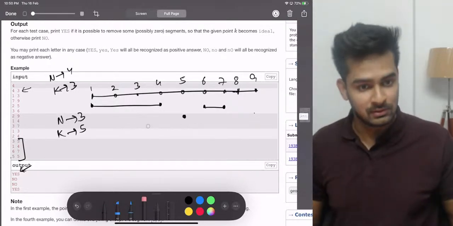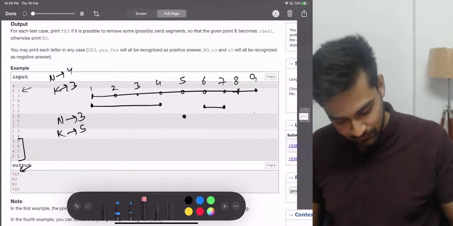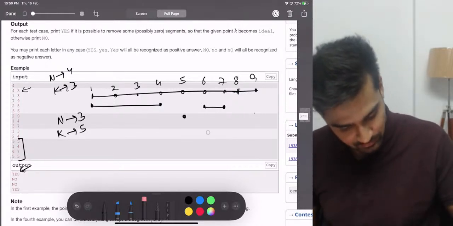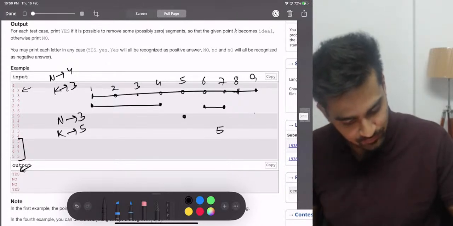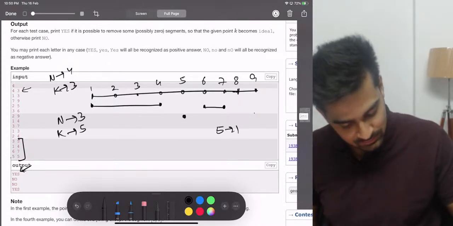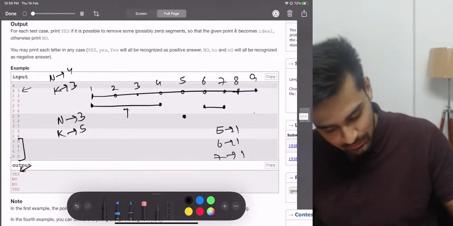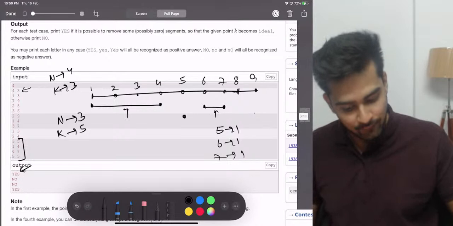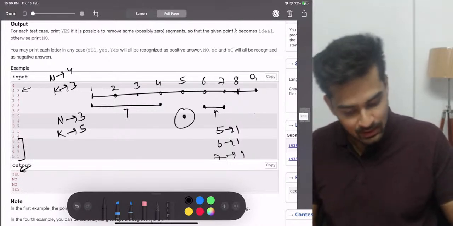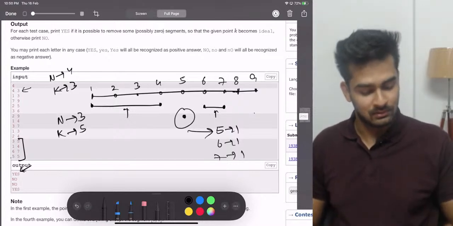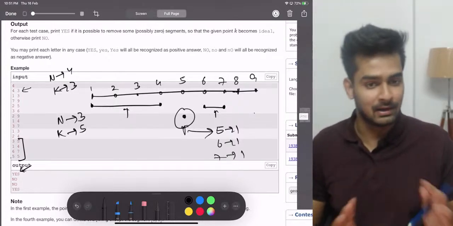Now we need to make sure that 5 is an idle point. Right now, the occurrence of 5 is 1, but the occurrence of 6 is also 1, 7 is also 1. What we can do is remove this segment and this segment. After that, only this segment will be left and the occurrence of 5 will be 1. The occurrence of no other point will be 1. That's why 5 will become an idle point.